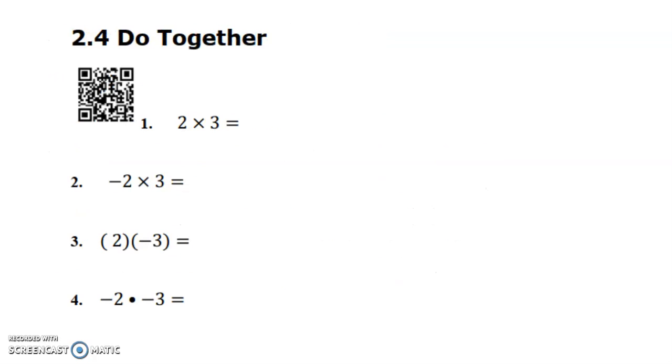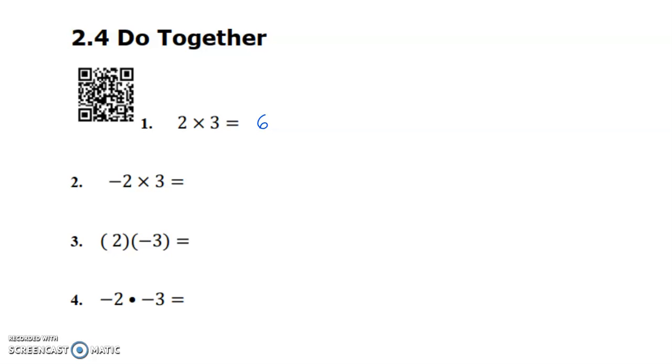Let's go ahead and do the do together. We can see we have 2 times 3 for all 4 questions, but depending on the sign, and we can notice the symbols, they all look slightly different, so we have to take them one at a time. For number 1, we have 2 times 3, and both of these numbers are positive, so the answer is going to be positive just like we would expect.